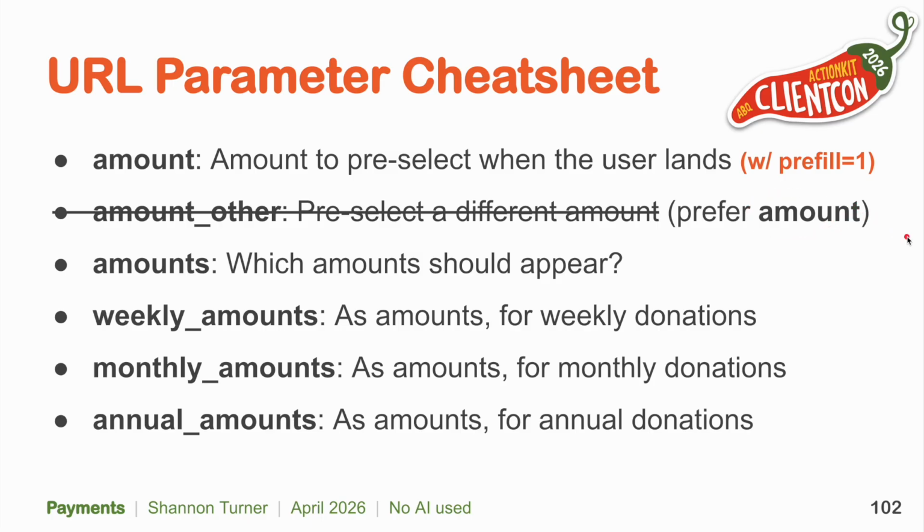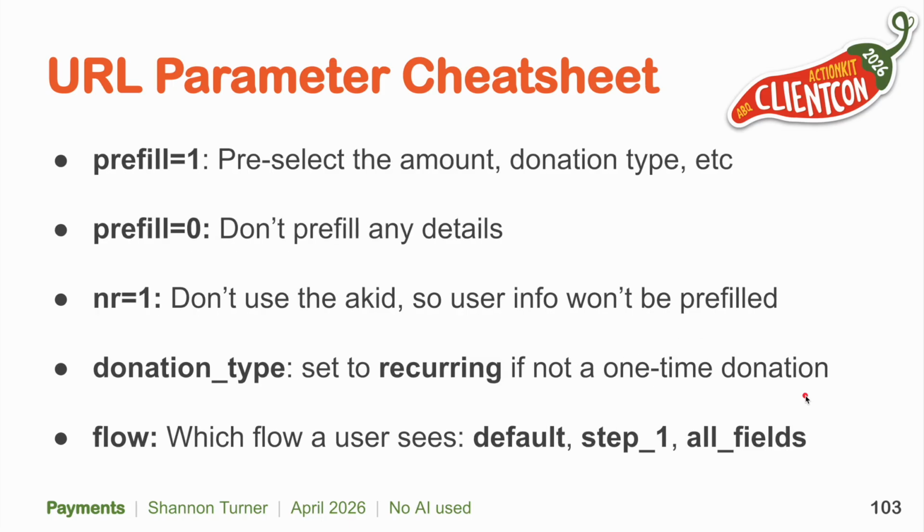That's really great. But amount is what pre-selects what amount button is pre-selected when you're using pre-fill equals 1. Amounts plural is what amounts should appear. Weekly amounts, monthly amounts, annual amounts, that's also what amounts appear for that recurring period.